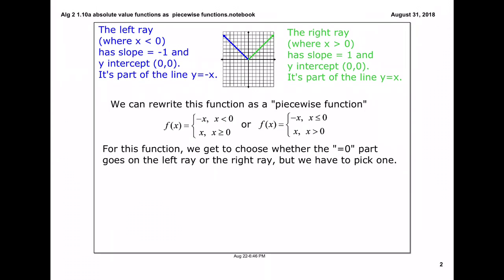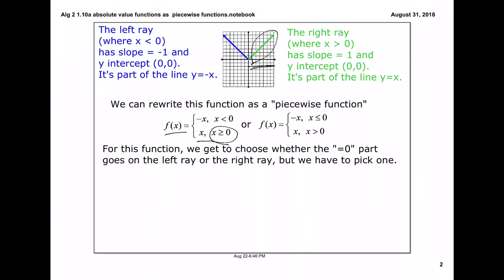So if we take the blue piece and we write that equation, f of x equals, we're going to put the -x in the top part of our function, and then we are going to specify the subdomain, or where that line is graphed, and it is all the x values less than 0. We then are going to take our green ray and write that function below it. So you can see we have f of x is equal to x only where x is greater than or equal to 0.